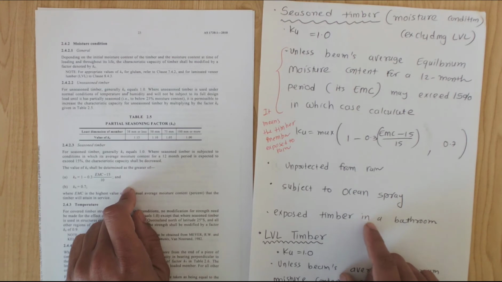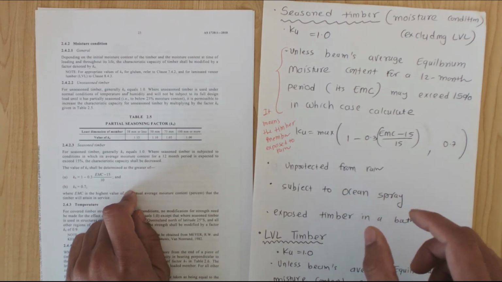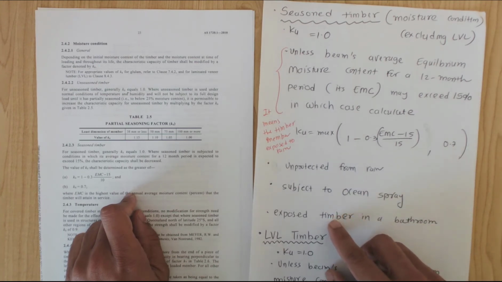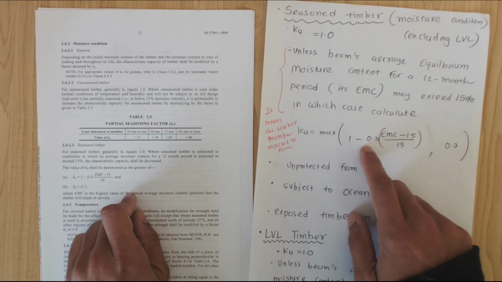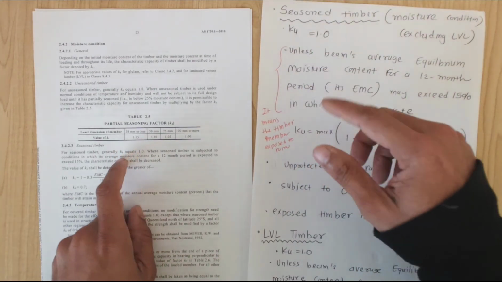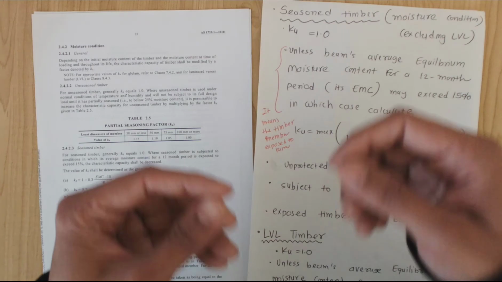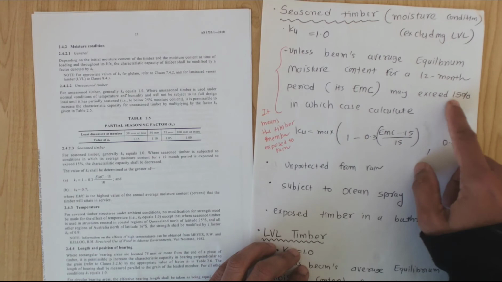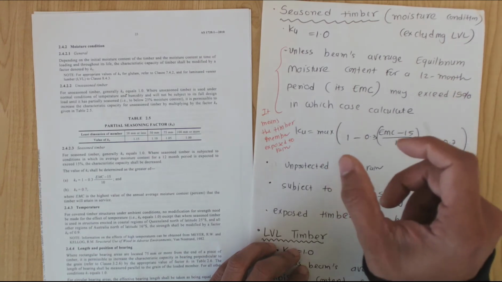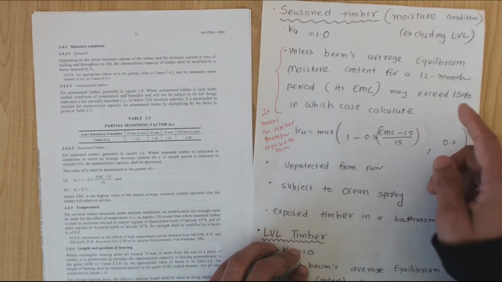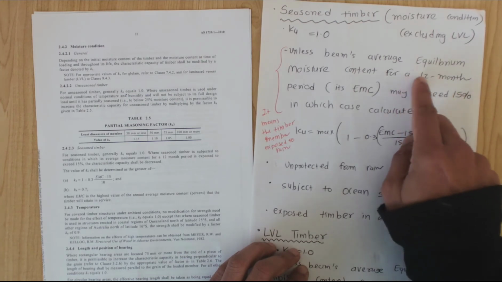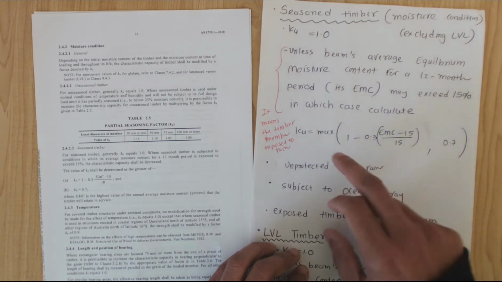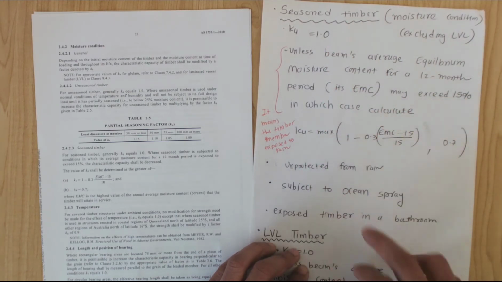And exposed timbers in a bathroom. If you are designing something in timber, let's say roof timber or some members that are exposed to the bathrooms, they would be exposed to the steam. So in that case, you need to take the K4 value of this one. Otherwise, you take 1. If you have internal seasoned members which are not exposed to the environment, where the moisture content does not increase over 15%, every timber has its moisture content, over a period of 12 months, then you take this K4 value equal to 1. If it is more than 15%, you will take this K4 value.